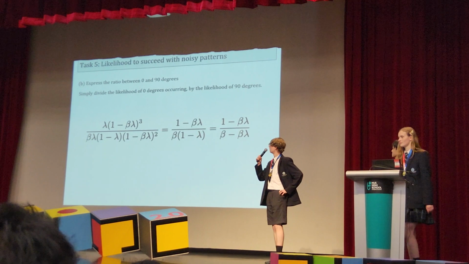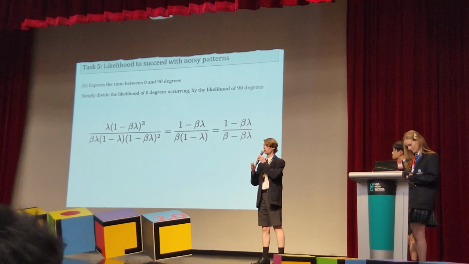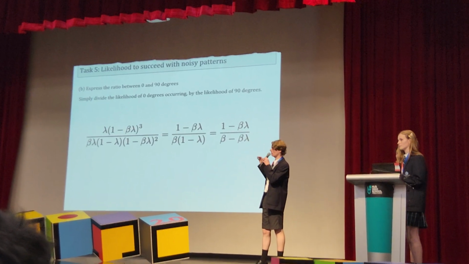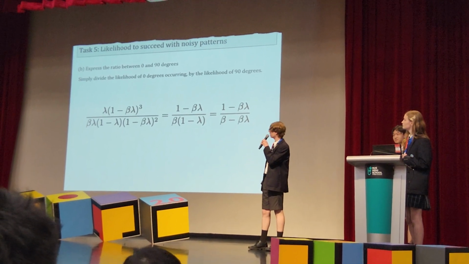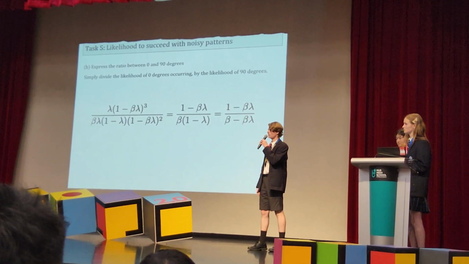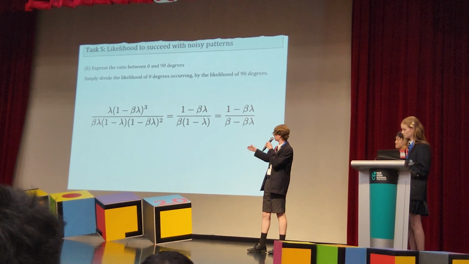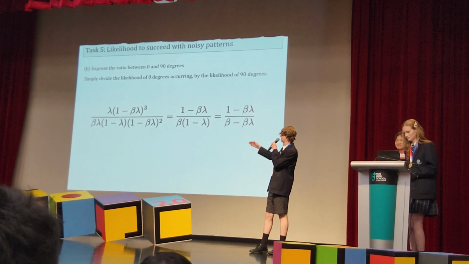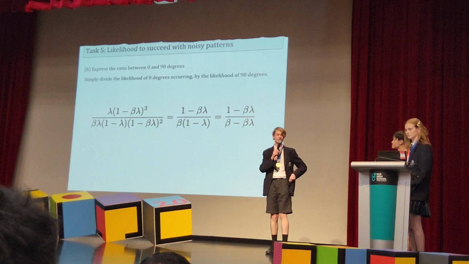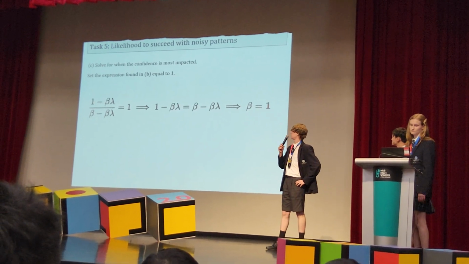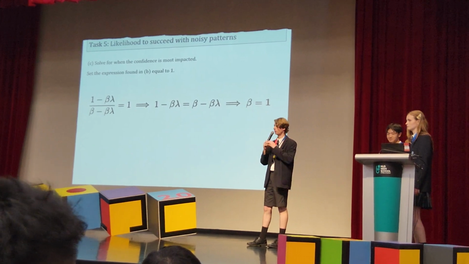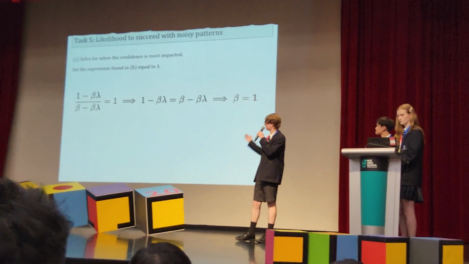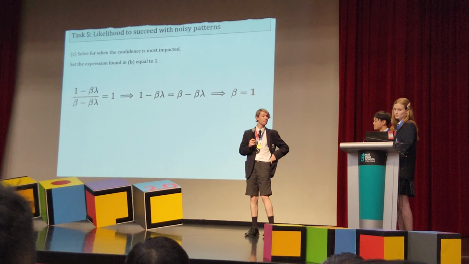Okay, and then task B was to express the ratio between the likelihood that it was rotated 0 degrees and 90 degrees. So we had the rotation of 0 degrees as given in the question book, and then rotation at 90 degrees, and we just simplified the expression as follows. And then task C was to solve when this expression was equal to 1, and we found that beta was equal to 1 as shown.